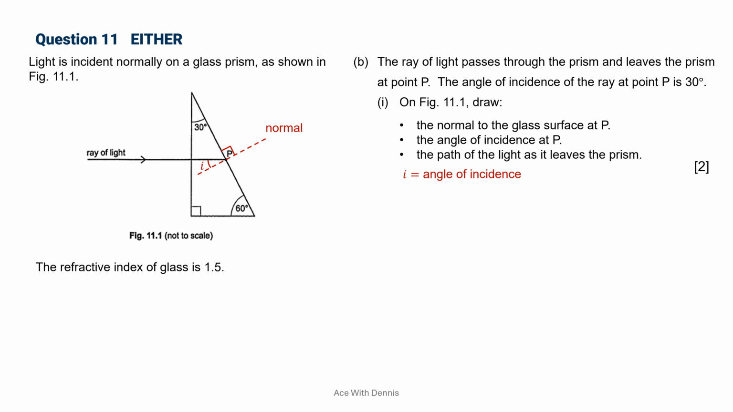Okay, now next, I want to draw the path of light as it leaves the prism. Since the light travels from an optically denser medium to a less dense medium, it will bend away from the normal when it leaves the glass. So draw this ray which is bent away from the normal and label it as the path of light as it leaves the prism.